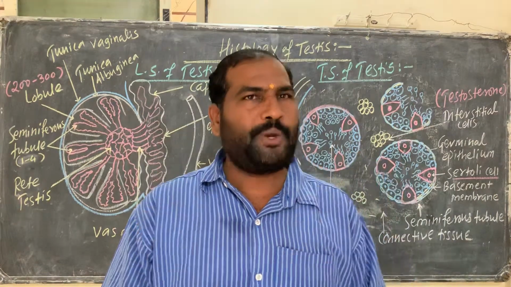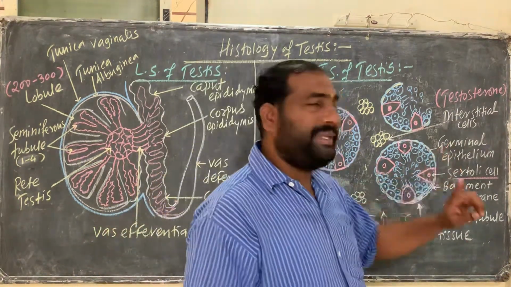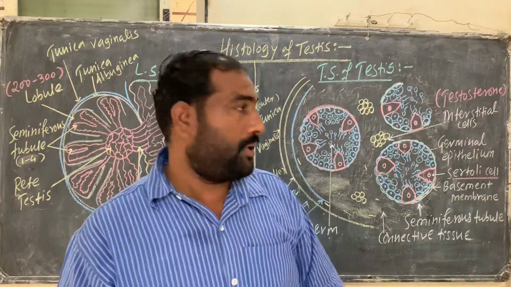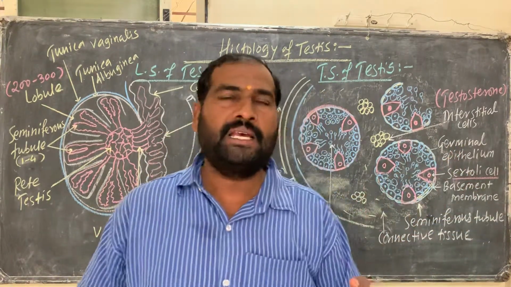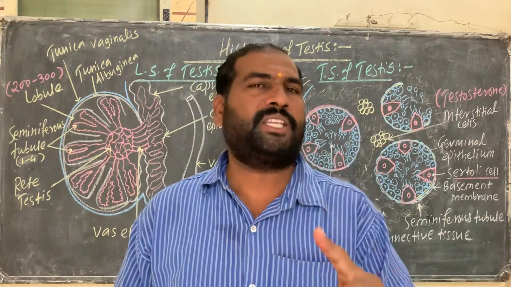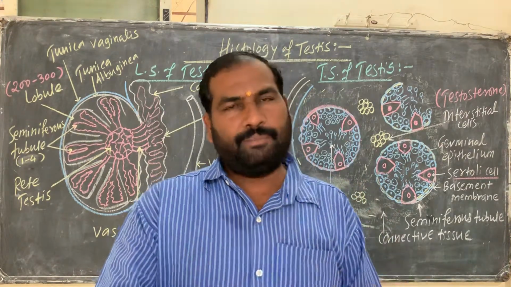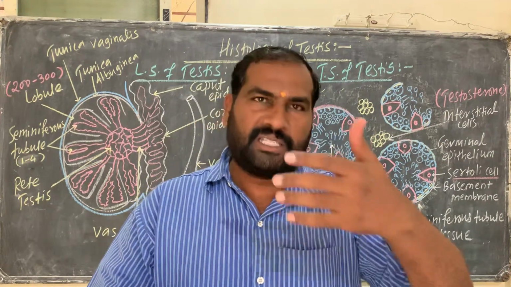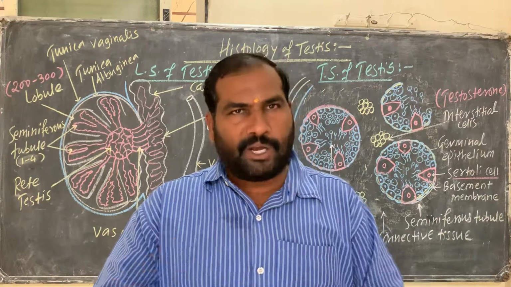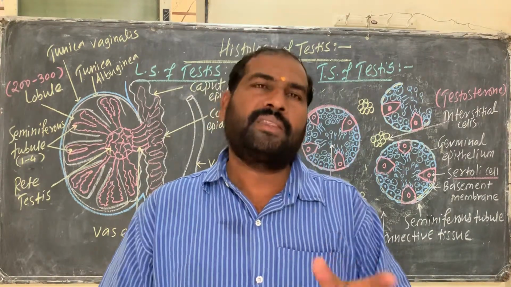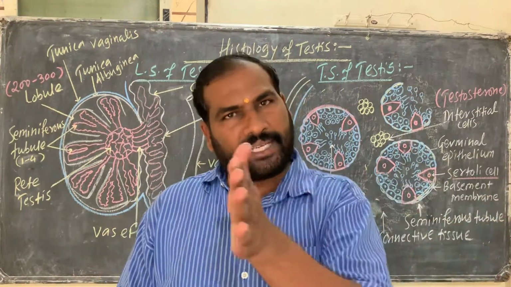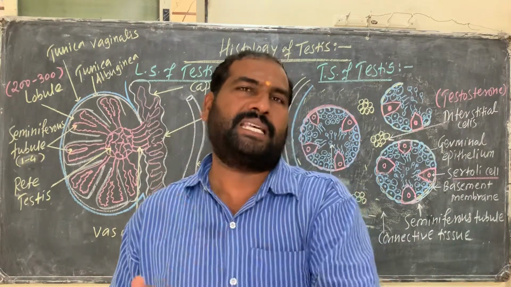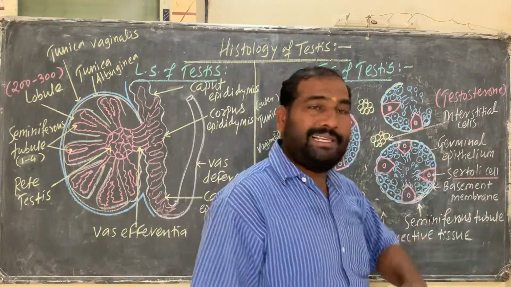So here, the germinal epithelial cell is a diploid cell. From that germinal epithelial cell, male gametes are produced. That is nothing but the sperm. So the diploid cell becomes haploid. So there is meiosis, a reductional cell division, taking place. There are sequential changes taking place inside that germinal epithelium.